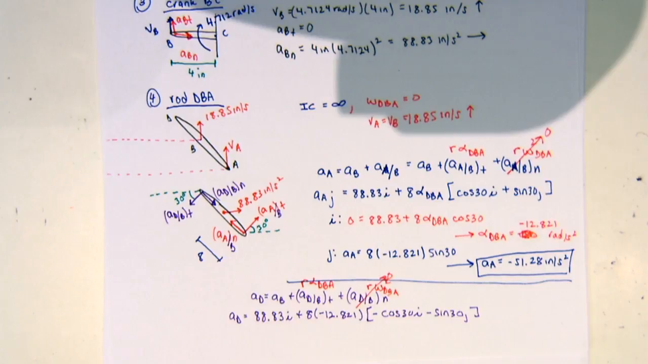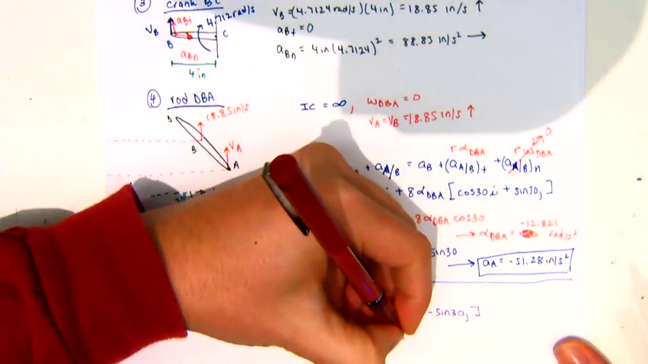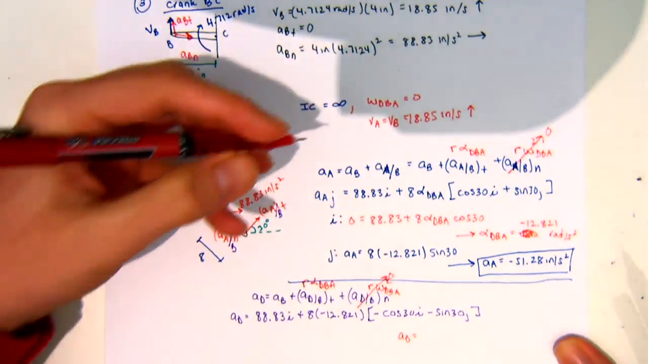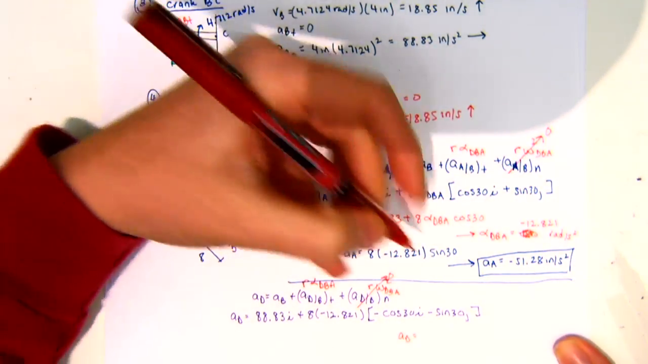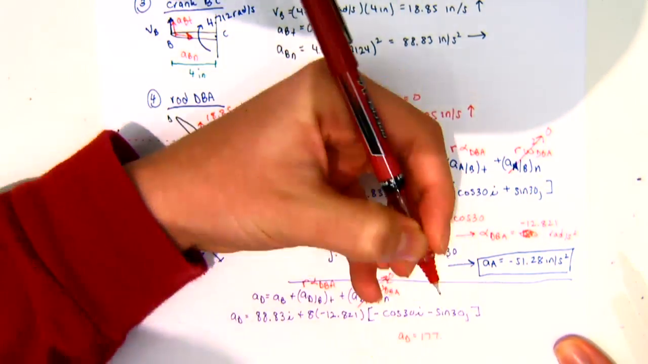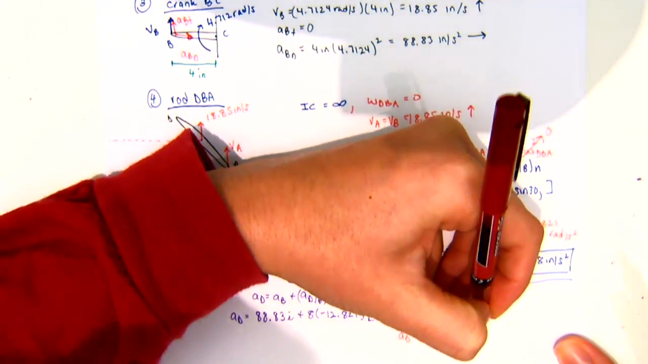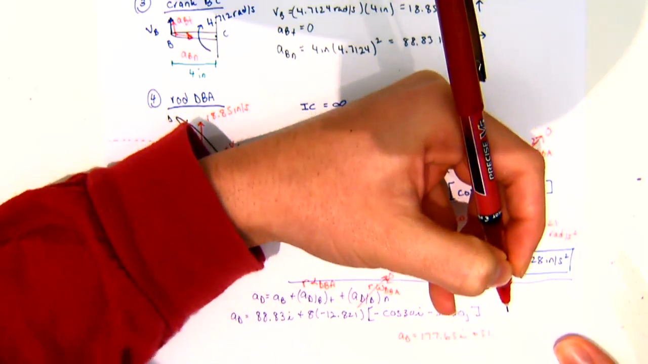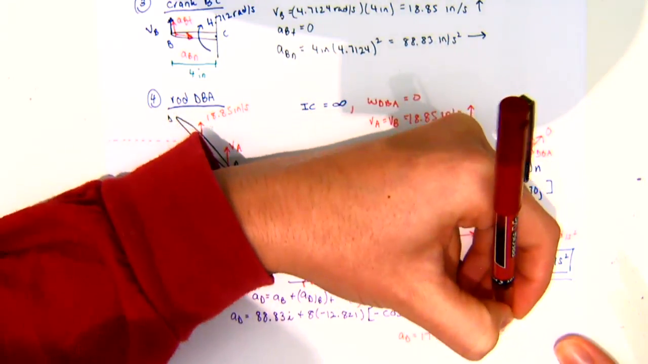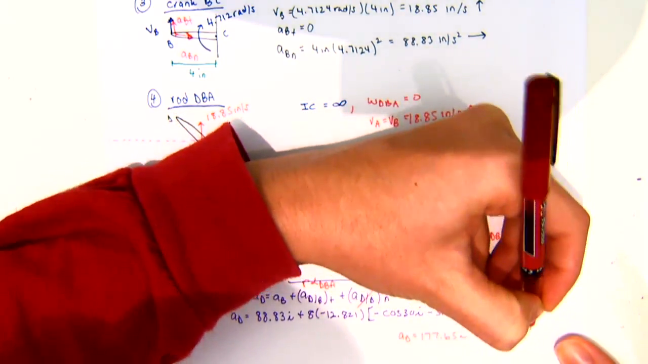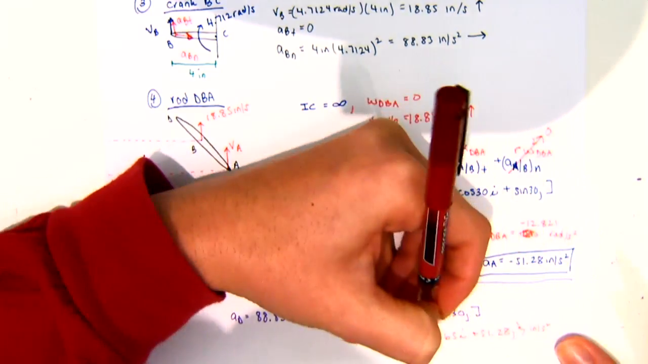So I have negative cosine 30I minus sine 30J. Simplifying and solving for AD, we get AD is 177.65I plus 51.28J. That's in inches per second squared.